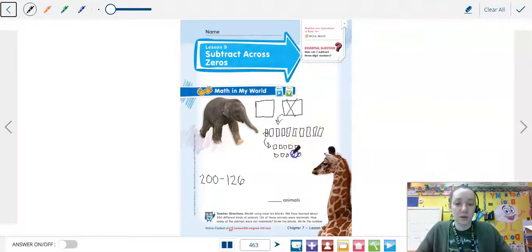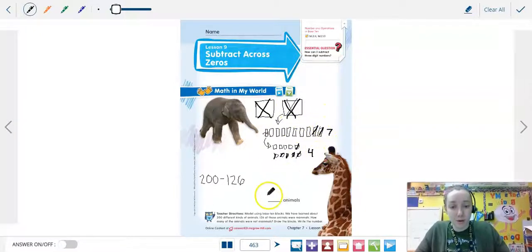Take away 6. 1, 2, 3. Make this bigger so you can see it. 1, 2, 3, 4, 5, 6, and I'm left with 4 ones. Take away 2 10s. 1, 2, and I'm left with 1, 2, 3, 4, 5, 6, 7, not counting that one because I broke it down. So I'm left with 7 10s. And then taking away 100, I'm left with none because I already broke that one down. So I have 7 10s, 4 1s, so 74 animals were not mammals.